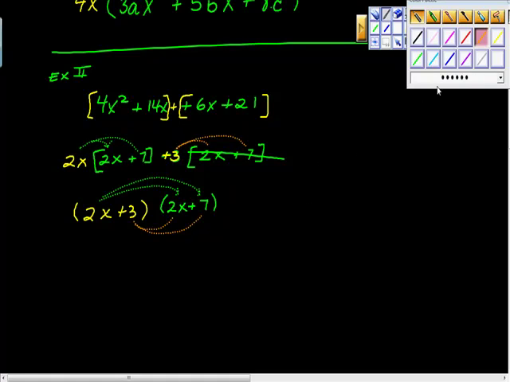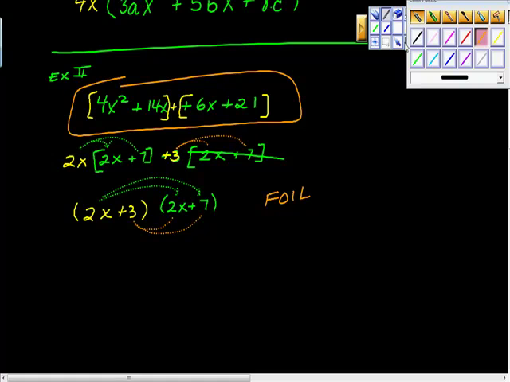And I challenge you to FOIL this out. If you FOIL this out, I promise you, you're going to get this. All right? So keep practicing. Take good notes.